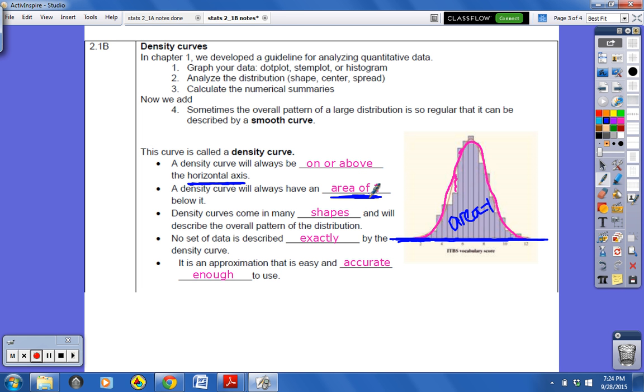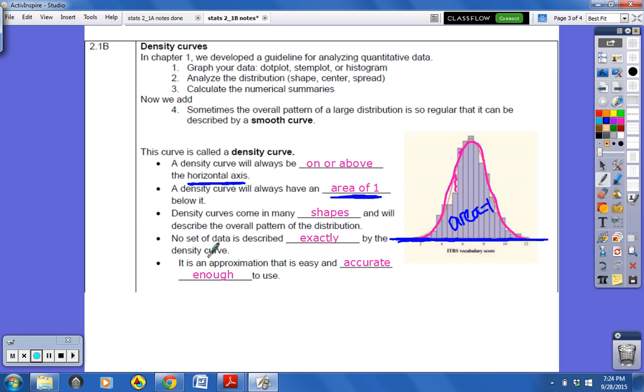Density curves can come in many shapes. They can be skewed, they can be symmetric, they can be bimodal, but we're going to look mainly at symmetrical ones in this chapter, and we'll also be looking later on in the year at more skewed data too.